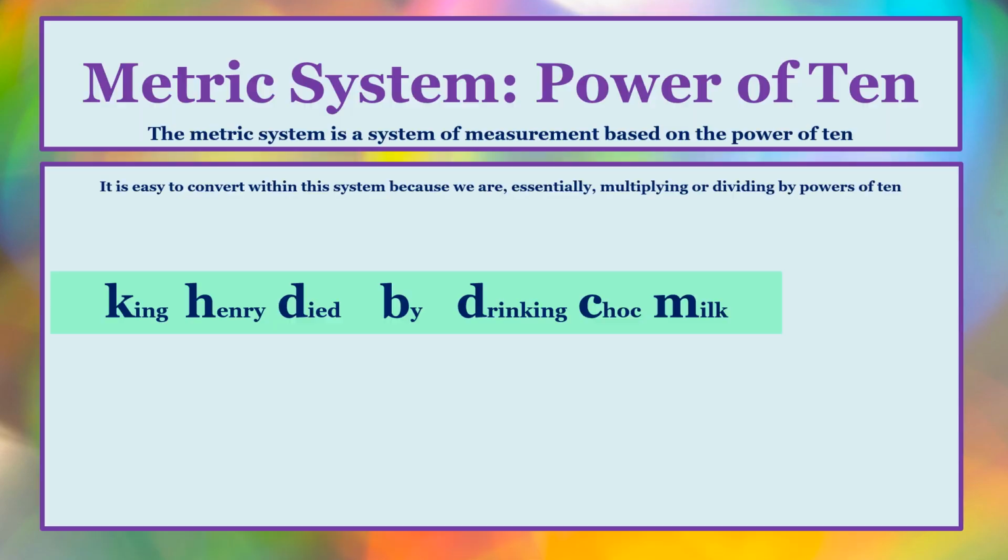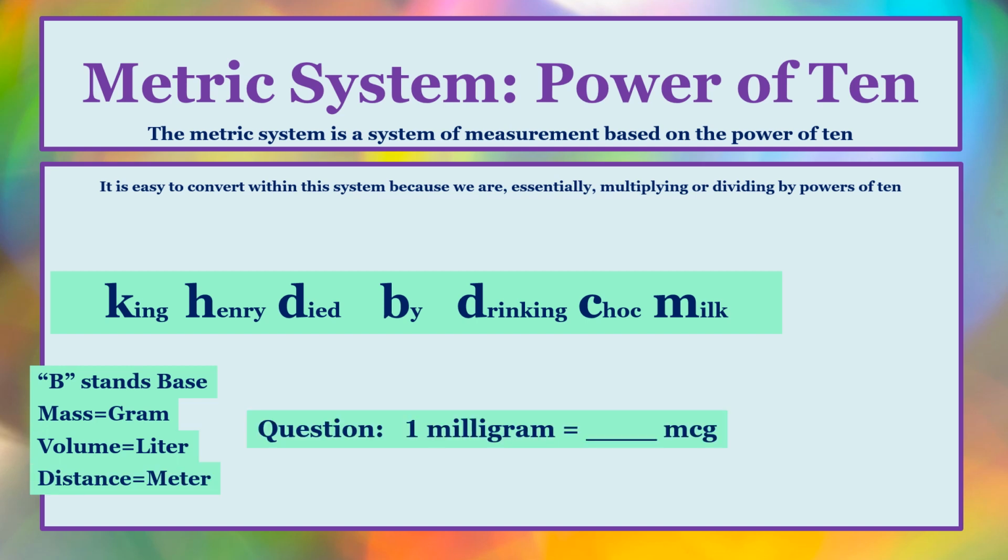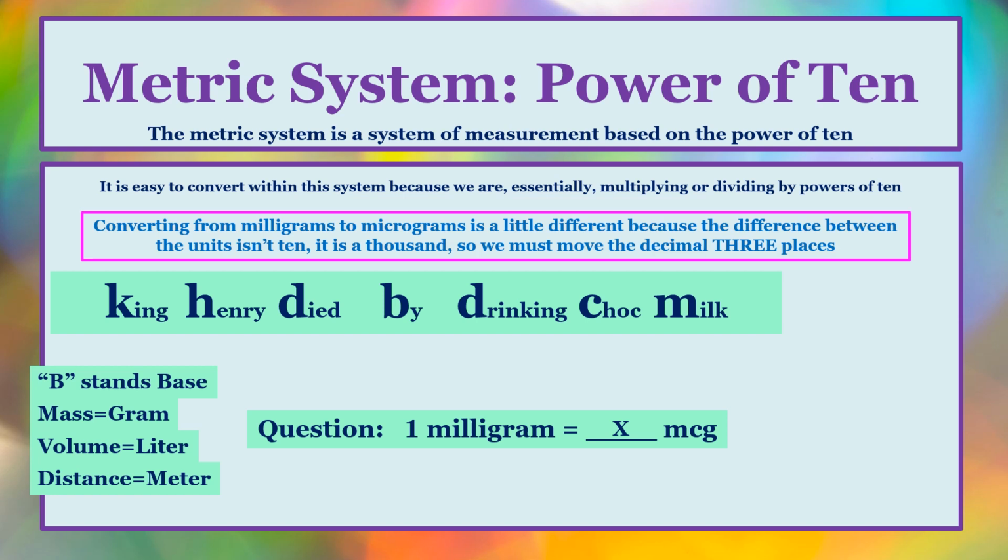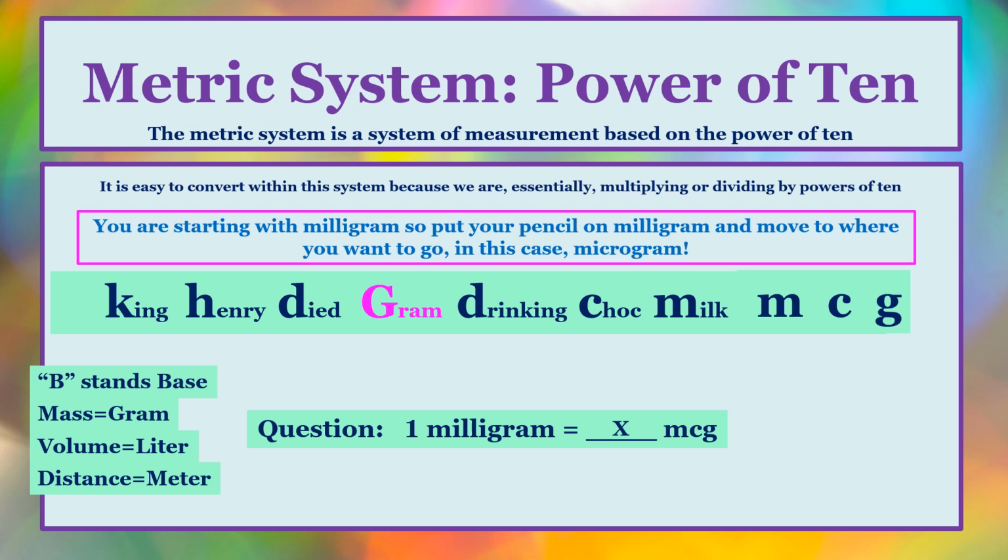It's still going to be straightforward. Our question is 1 milligram equals X micrograms. Since I don't see micrograms on here, I'm going to add it. Now again, converting from milligrams to micrograms is a little bit different because the difference between the units isn't 10 anymore, it's actually 1,000. So we must move the decimal 3 places. Don't worry, there's an easy way to remember it. We're just going to put MCG for microgram, and we're going to count each of the letters because we're moving it 1,000. We're going to start with milligrams, that's where we are, and we're going to move over 3 places.